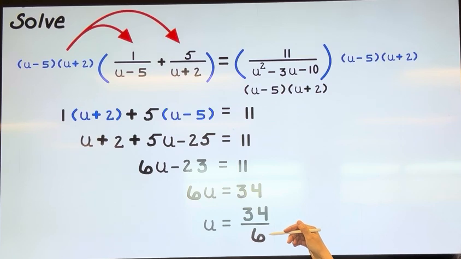This fraction can be simplified. These two numbers are both even. So dividing 34 by 2, we get 17, and 6 by 2, we get 3. And we have our final answer.